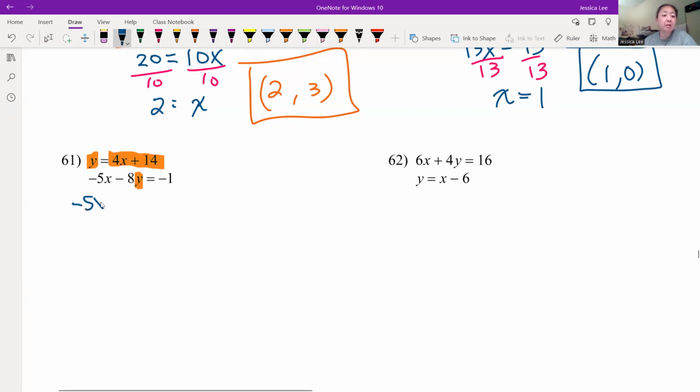So negative 5x minus 8 times, what is y again? Equals negative 1. So again, the y I'm going to make orange. So instead of y, we're putting in 4x plus 14, right? So again, it's literally the bottom equation, except we're replacing the y with the 4x plus 14.